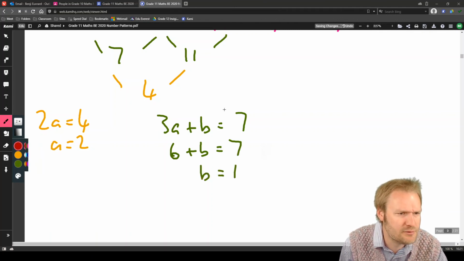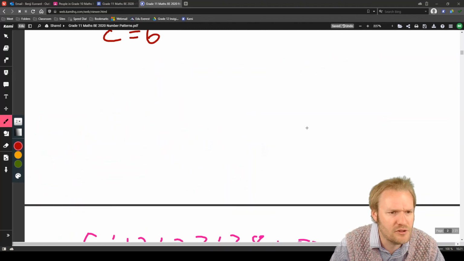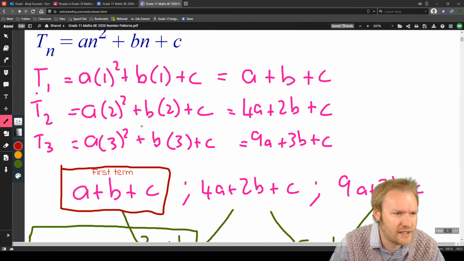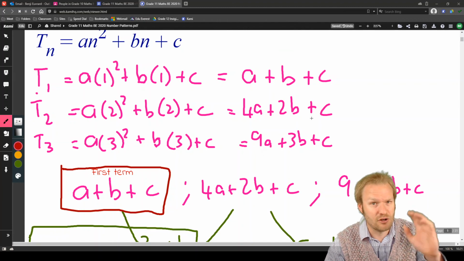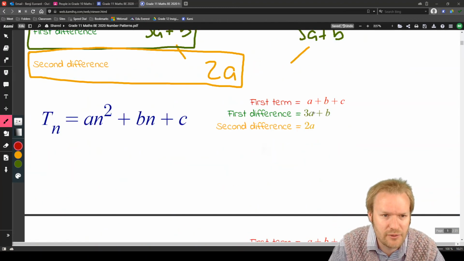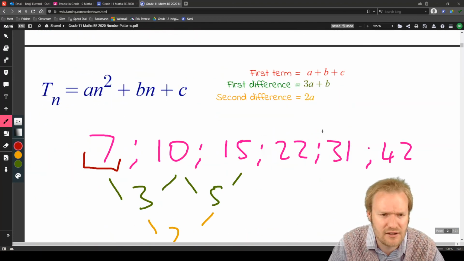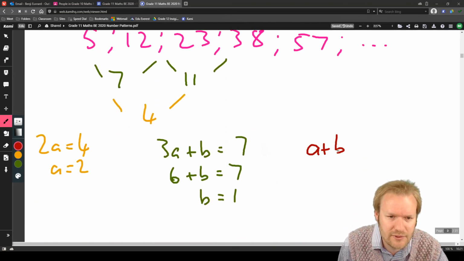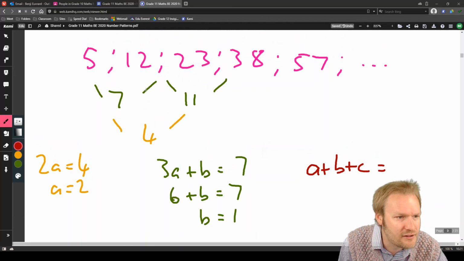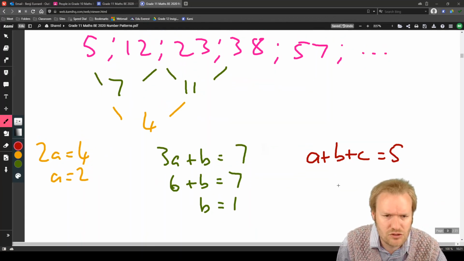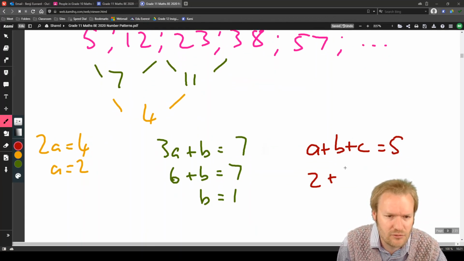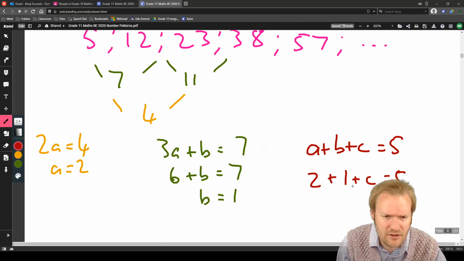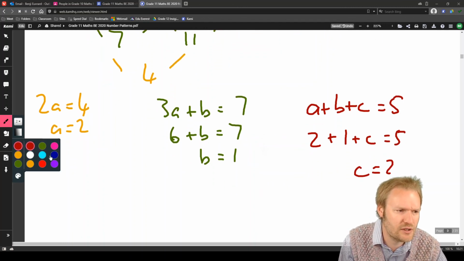Great stuff. Last bit. Something about that first term. Well, we could really go back and substitute if we wanted to, but you're going to work with this in so many examples. You're going to look back and go, what was it again? A plus b plus c. Great stuff. So a plus b plus c equals that first term, which is 5. Cool. We know what a is. A is 2. B is 1. Plus c equals 5. 3 plus c equals 5. C equals 2.